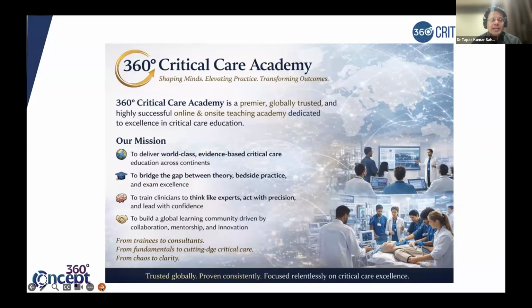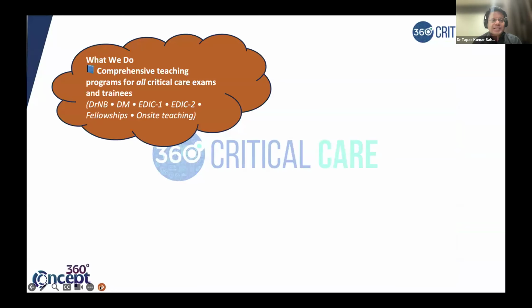We also strive to train clinicians to think like experts, act with precision, and lead in their clinical practice with confidence. The final objective of this initiative is to build a global learning community driven by collaboration, mentorship, and innovation. This is something we thought about and framed this session around.